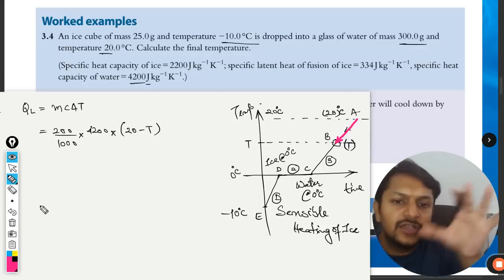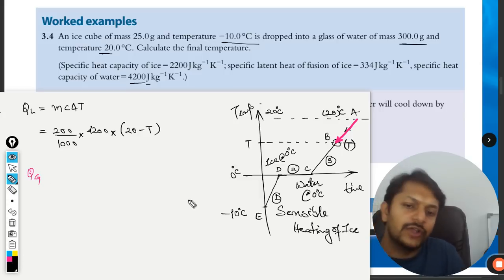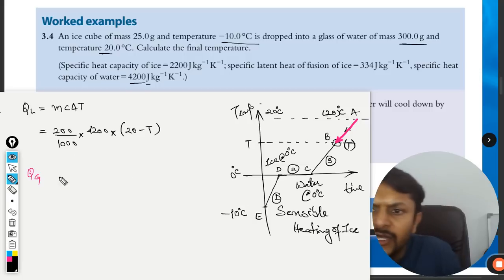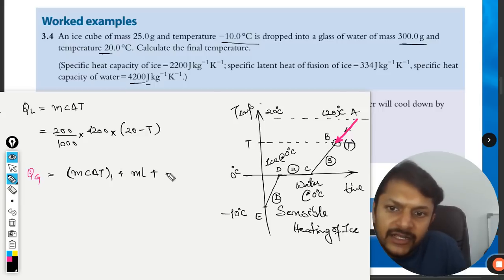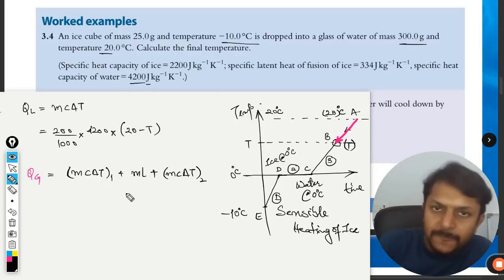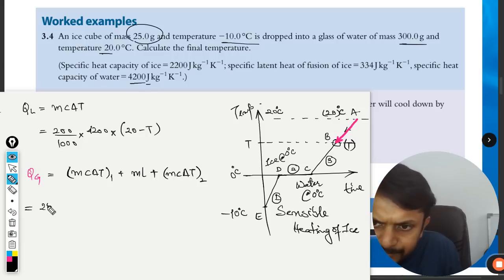Now this heat is given to ice. So heat gained. How are you going to write heat gained? First of all, the sensible heating: let us say mc delta T for ice first. Then we would be concentrating on the latent heat. Then we will concentrate on the sensible heat again for the liquid that was created. So mc delta T. The mass of the ice is 25 grams.